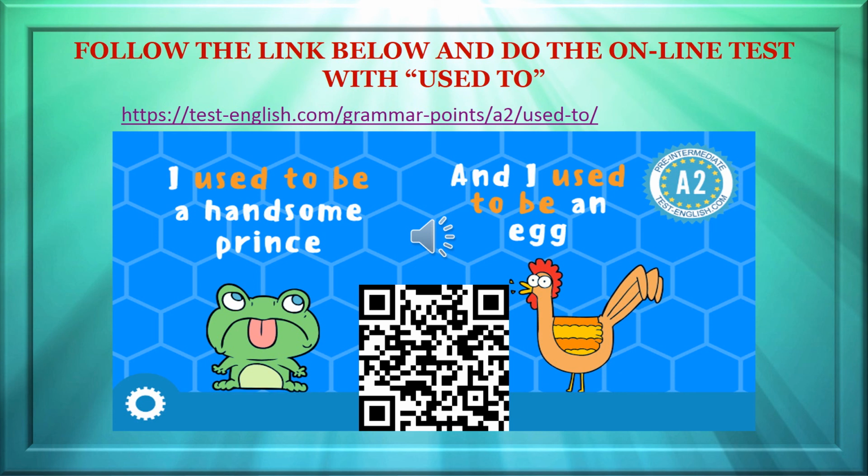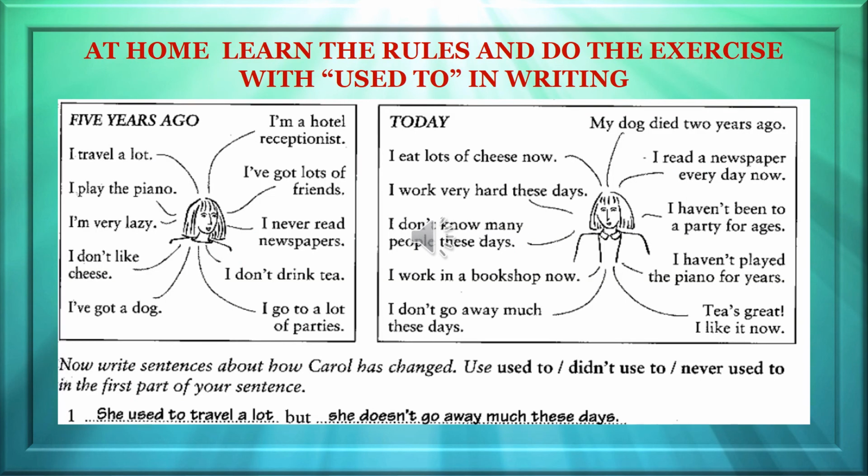With the help of the following link, you will be able to do the online test with used to plus infinitive structure. Your home task is to brush up the grammar rules again and do the exercise in your copybooks. You should describe how Carol's life changed. Use used to, didn't used to in the first part of your sentence.